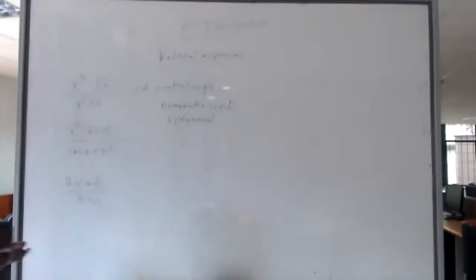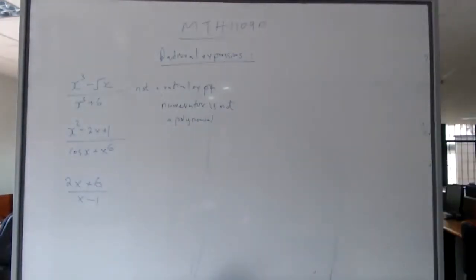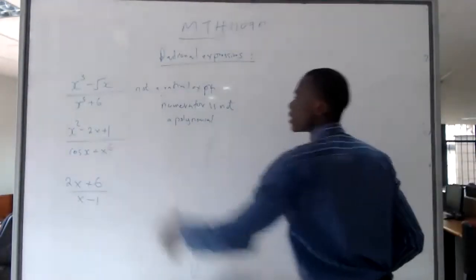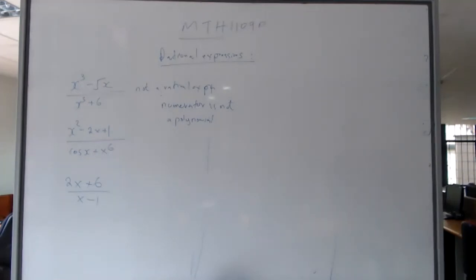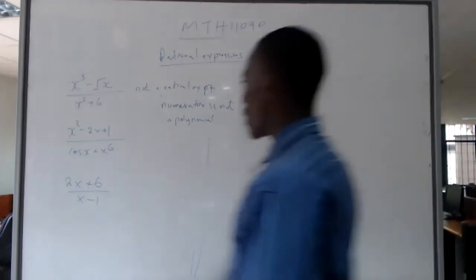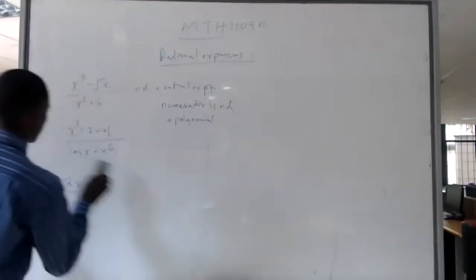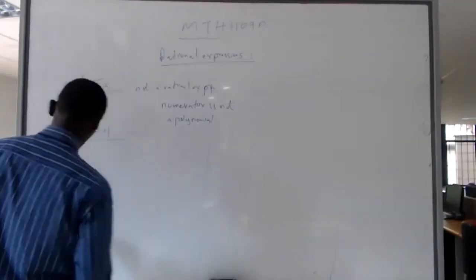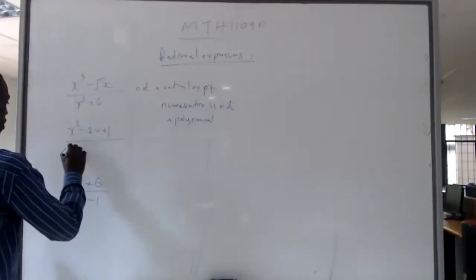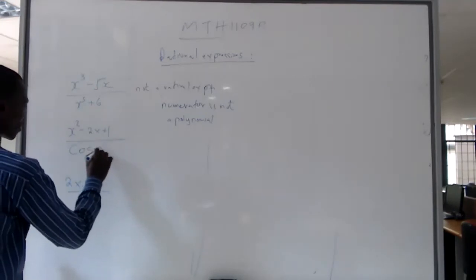How about the second one? Is this a rational expression? I can't see what is in front of x. Is it 1 or 5 in the denominator? It's cosine. You guys remember your trigonometry. This is cosine of x.